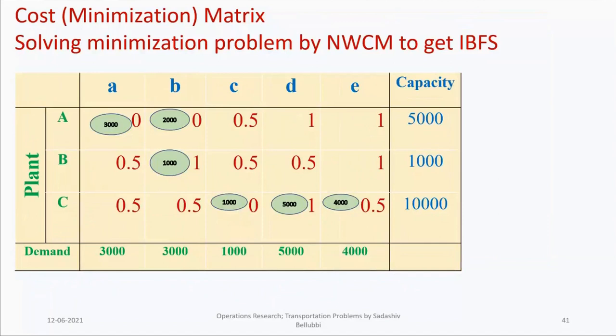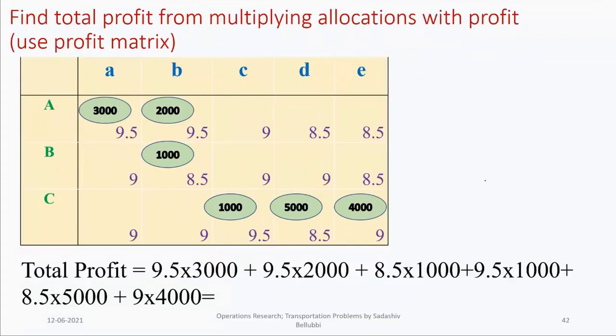Okay, once we get all the allocations, like 3,000 and so on, do not find the transportation cost with this matrix, because this matrix is a minimization matrix, but we are solving the problem on maximization. For that, you need to take those values to the maximization matrix, that is the profit matrix. Just write all the allocations in the profit matrix and get the total profit here. So this is the way we need to solve the maximization transportation problem.